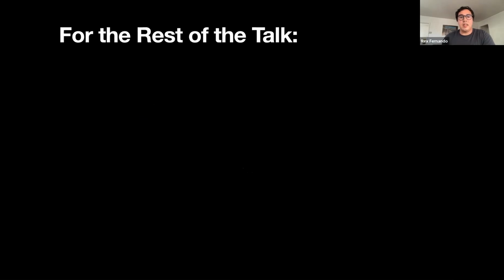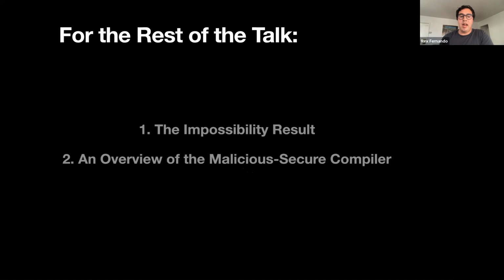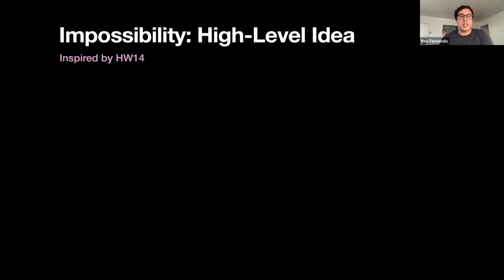Okay, so for the rest of the talk, I'm first going to cover the impossibility result in a little bit more detail. And then after that, I'm going to give an overview of the techniques that we use to get malicious security. Okay, so first, the impossibility result. So this result is heavily inspired by the work of Hubacek and Wichs from 2014.